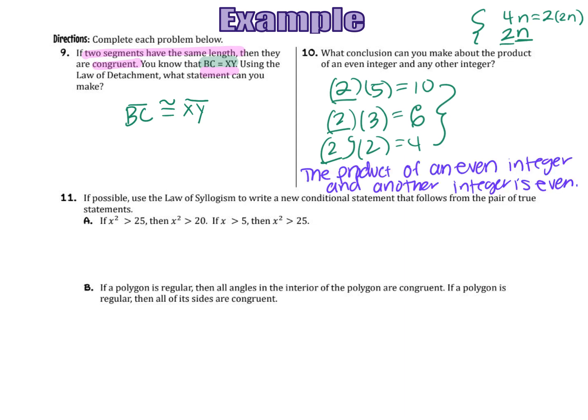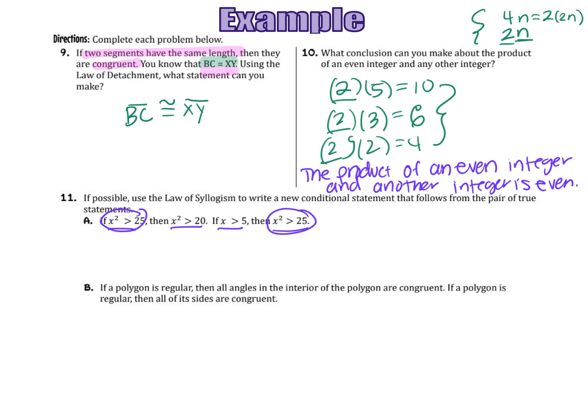Okay, number 11, if possible, use the law of syllogism to write a new conditional statement that follows from the pair of true statements. If x squared is greater than 25, then x squared is greater than 20. If x is greater than 5, then x squared is greater than 25. So we're sort of just trying to read between the lines here. I noticed that we have this repeated statement.